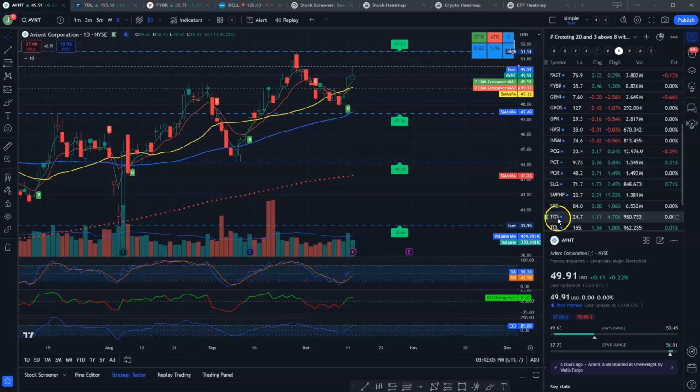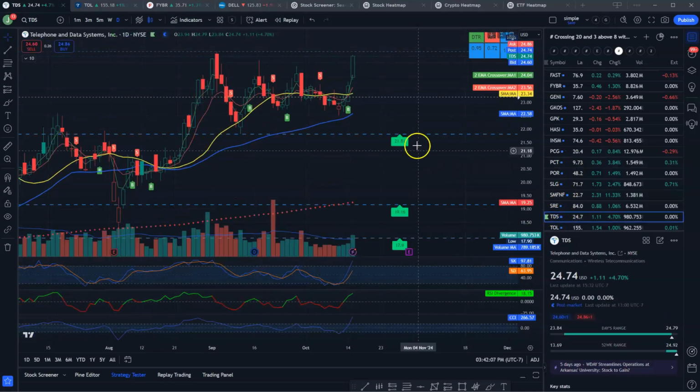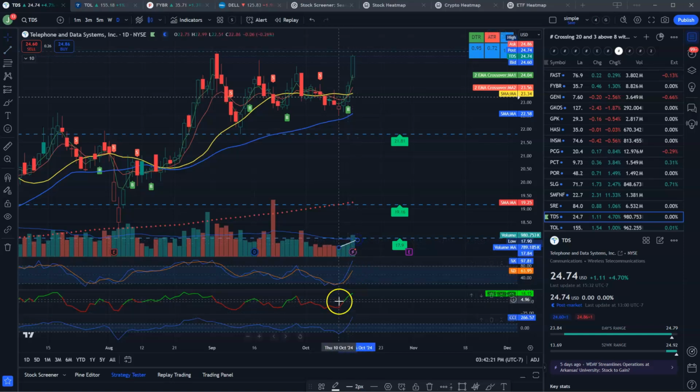Let's go through one more. TDS broke through 3 across 8, had a buy signal with the EMA crossing. Volume, as you can see, was diverging up like this, higher and higher. Stochastic had crossed right there. RSI divergence hinged up, turning green. Same thing with CCI, up $1.11 today.